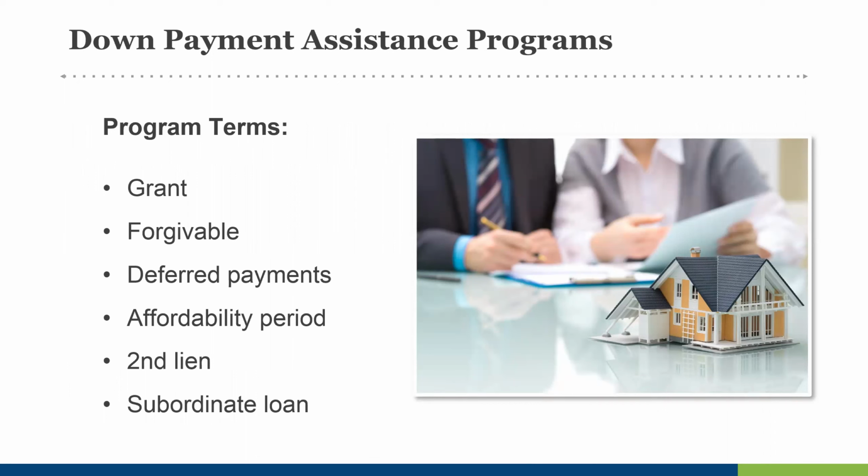A grant is a true gift at closing. We talked about forgivable and deferred payments, or forgivable or deferred down payment assistance programs. The affordability period is the period over which those payments might be deferred or over which that loan might be forgiven, that down payment assistance second lien or subordinate loan. You might hear them called DPAs or DAPs, down payment assistance program. They're all sort of synonymous terms, but just know that underlying that broad term are these unique nuances and characteristics that will differ by program.